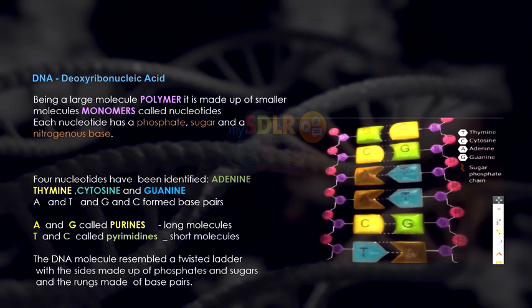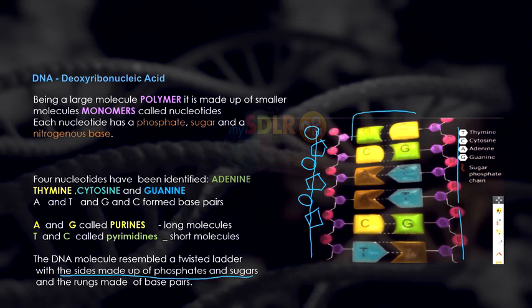The DNA molecule resembles a twisted ladder with the sides of the ladder being made up of phosphate and sugar. Phosphate, sugar. Phosphate, sugar. And the same applies on this side. So, the sides of the ladder are made up of phosphate and sugar, whereas the rungs of the ladder, this area, are made up of your nitrogenous base pairs.